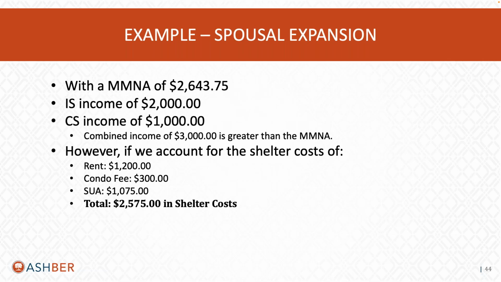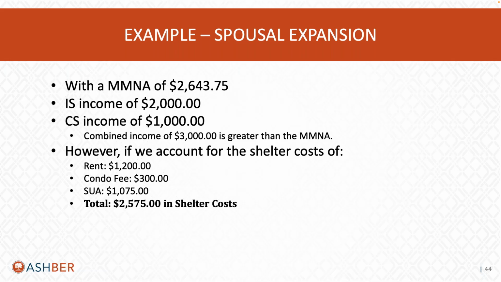So just to give you a little bit of a rundown example of this. Let's say, for example, you are in a state, and this would still be Maine, I believe. You're looking at an MMNA of $2,643.75. So if the IS and the CS have combined income of $3,000, that amount is greater than the MMNA of $2,643.75, so you can't do any spousal expansion. However, if we did account for the shelter costs, then we might have to look at this differently.